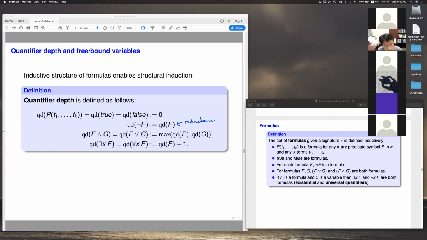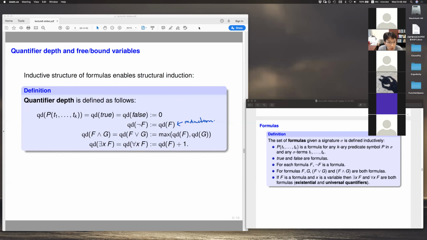So, if you view this QD as an implementation in maybe Java or Python, we are making a recursive call. This is what we mean by using induction. The quantifier depth for AND and OR is just a recursive call on F and G, taking their maximum. For exists, we make a recursive call and add 1, because we have one extra quantifier here. So you can see that this definition is the recursive or inductive definition that you would write if I asked you to solve this problem, for instance, in an exam.